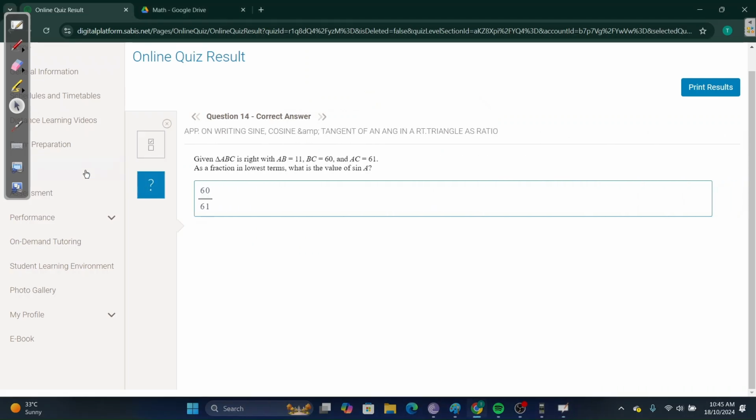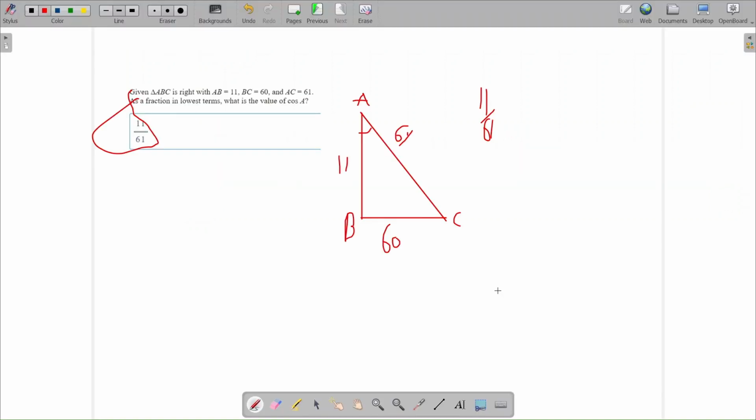Given ABC is the right triangle, same given, but this time it's sine A, not alpha. That's physics. The sine of A is equal to opposite over hypotenuse, because it's the SOH part of SOHCAHTOA. So the opposite is 60 and the hypotenuse is 61. So 60 over 61, which you cannot simplify anymore.